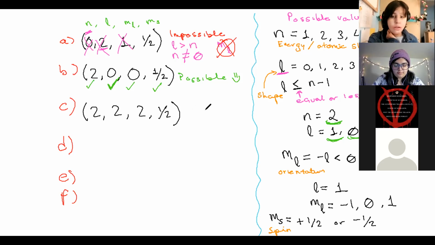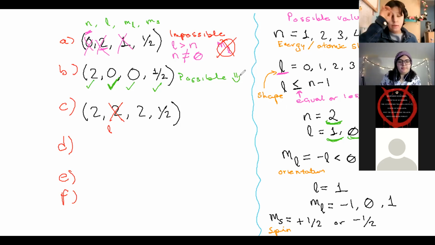Why is it impossible, guys? Because L is equal to N. L equals 2, and what do we say about L? What kind of values can L have? Has to be less than N. Less than N, right? So any number equal to N minus 1 or less than that. Okay, so this is impossible.